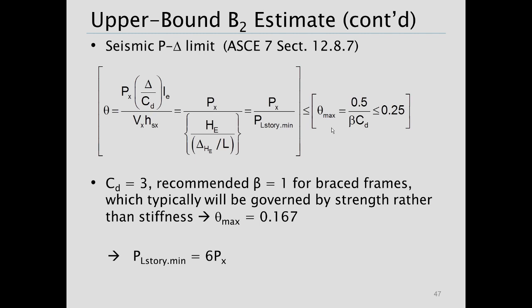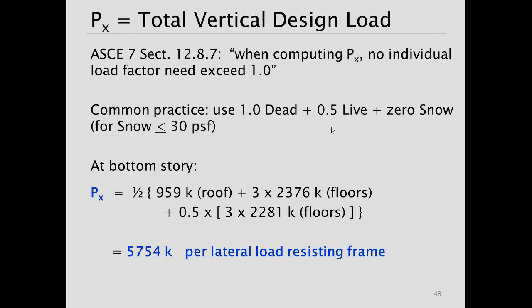Now P sub x is basically defined as the total vertical design load in ASCE 7. ASCE 7 section 12.8.7 says that when we compute P sub x, we shouldn't take any individual load factor exceeding 1. Common practice is using 1.0 dead plus 0.5 live, 0 snow in Atlanta, where design snow is less than or equal to 30 PSF. And so at our bottom story level here, our P sub x is our vertical load supported per frame at the bottom story level. If we tally everything up, we've got 5754 kips.